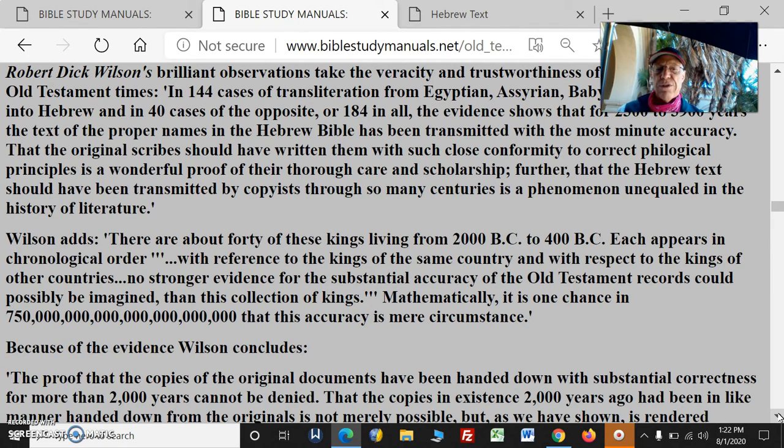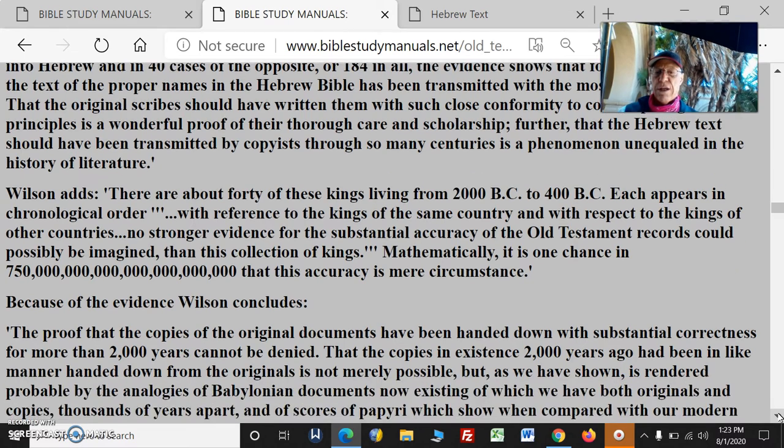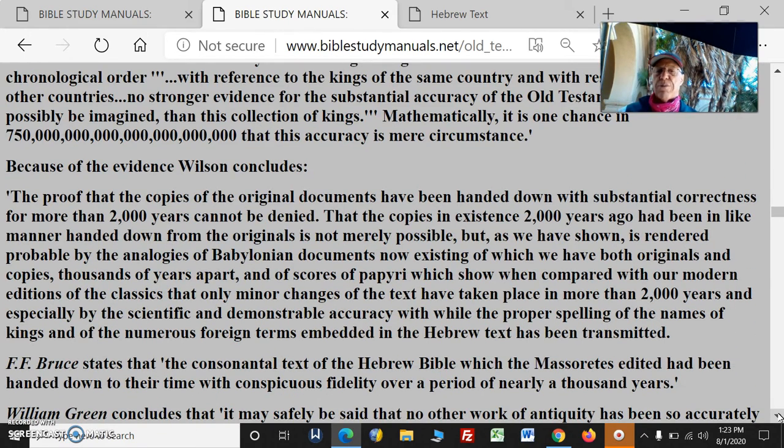With reference to the kings of the same country and with respect to the kings of other countries, no stronger evidence for the substantial accuracy of the Old Testament records could possibly be imagined than this collection of kings. Mathematically, it is one chance in 750, I don't even know there's a word for that, billions, trillions, that this accuracy is mere circumstance. Because of the evidence, Wilson concludes, the proof that the copies of the original documents have been handed down with substantial correctness for more than 2,000 years cannot be denied.